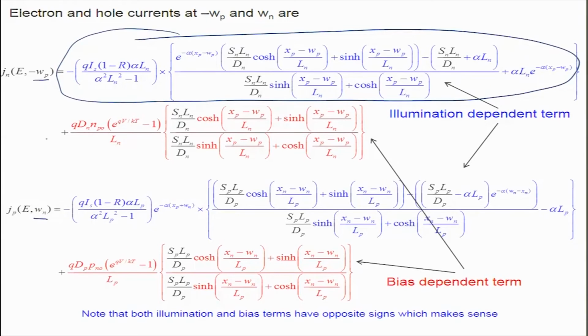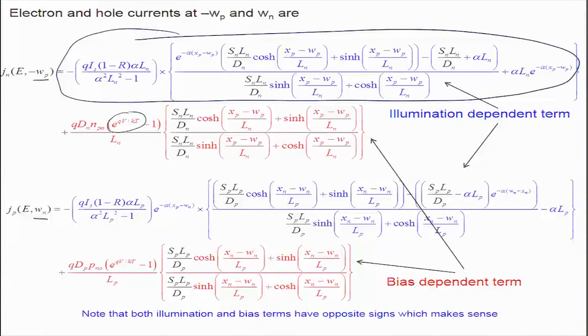The second term, which is a red one, has bias. Again, all other things are known; it is bias which varies. Similarly for holes you get similar expressions. So you have two terms in the current. One term is the illumination dependent term, the second term is the bias dependent term, and these are two independent terms. The good thing is that if they were dependent you would have a difficult time, but since they are independent terms, you can analyze both of them separately.